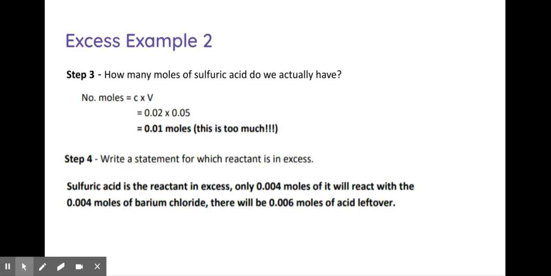So I know we have 0.01 moles of this, but only 0.004 of it will react with the number of moles of barium chloride we have, meaning that there will be an extra 0.006 moles of the sulfuric acid left over. Now again, I'm just putting that in there to help you hopefully better understand where the numbers are coming from, but all you need to say in that situation is sulfuric acid is the reactant in excess, full stop. So that is part A.